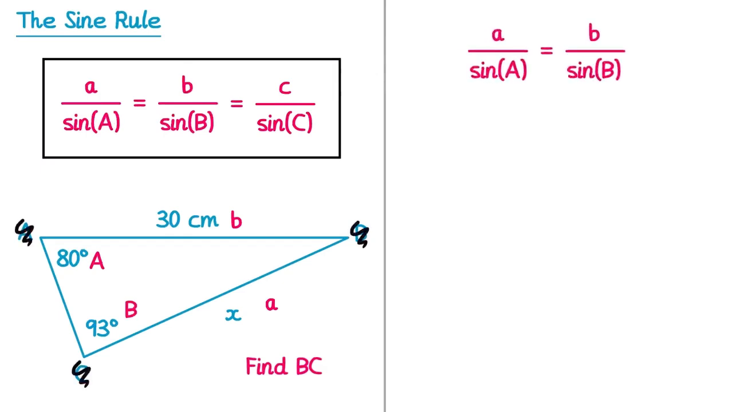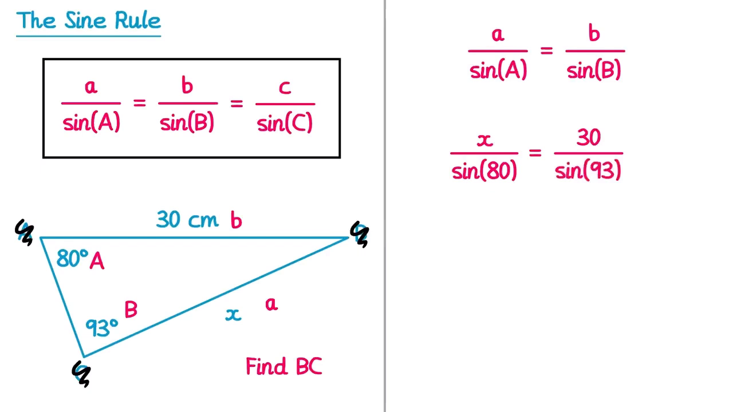Then we can go ahead and take the sine rule and write that out. And then we'll write it out once more, but replace all of the letters with the information we've got in the question. So instead of lowercase a, that's X, the one we're trying to find. Instead of capital A, that's 80, so we've got sine of 80. Instead of lowercase b, it's a 30. And instead of capital B, it's 93, so we've got sine of 93.